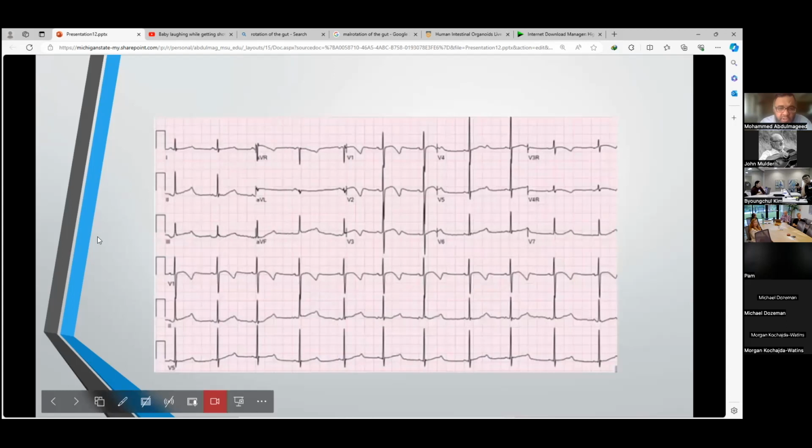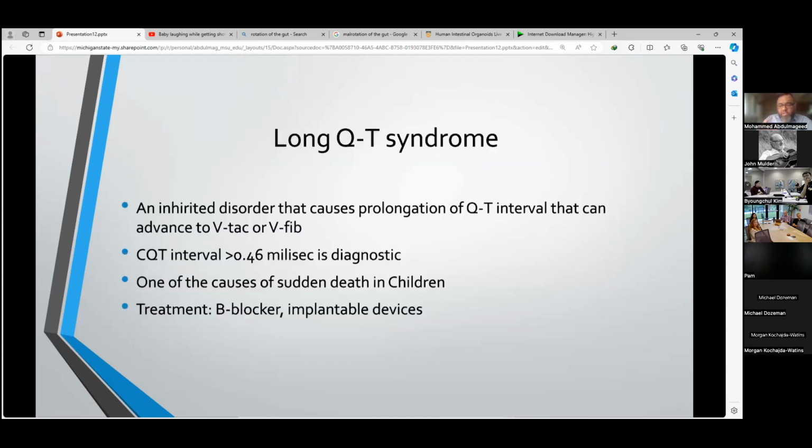This is the EKG. As you can see, from the Q until the T is very long. It's about 2 big squares, which is very, very long. And how do we diagnose it? Usually there is a family history of sudden death, and the parents will come and tell us this, and we have to do an EKG. Any history in the family of sudden death in children, we have to do an EKG. This is number one.